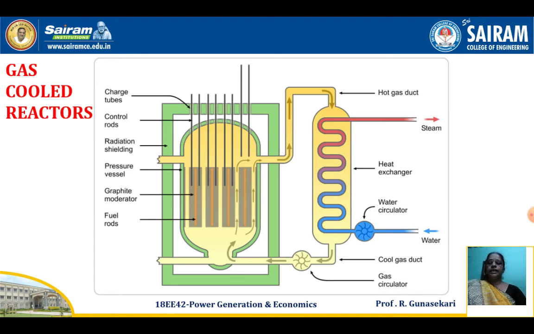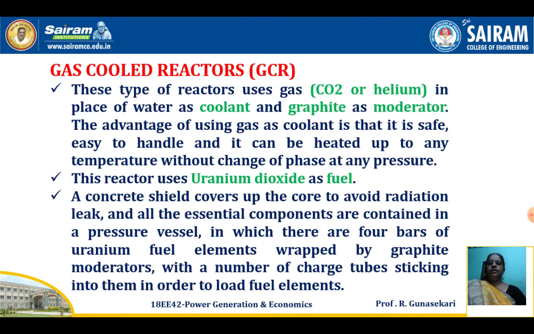Now you see the diagram. This is the diagram of gas cooled reactors. The gas cooled reactor consists of fuel rods, graphite moderator, pressure vessel, radiation shielding, control rods, charge tubes, heat exchanger, water circulator, turbine, condenser and alternator only. Then we will study in detail the function of the gas cooled reactors.